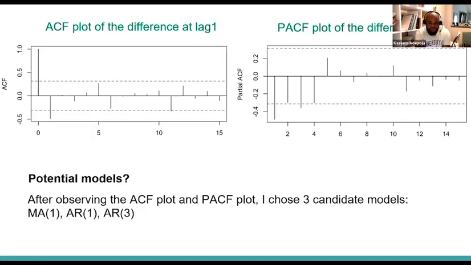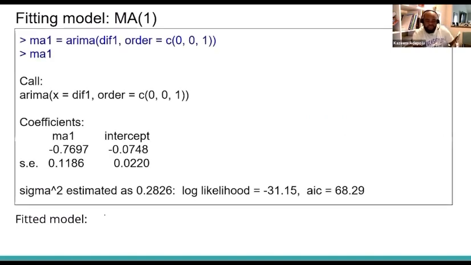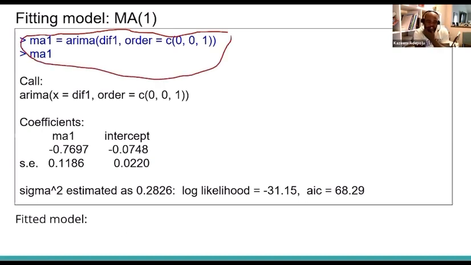We're going to fit an autoregressive model of order 1. We're also going to fit an autoregressive model of order 3. Okay, so this is the coding now. If I want to fit the moving average model of order 1, the moving average model of order 1 is 0,0,1.